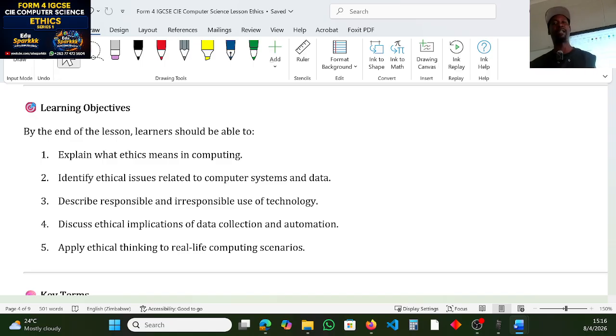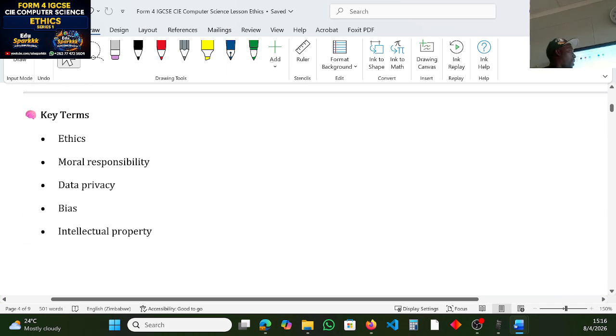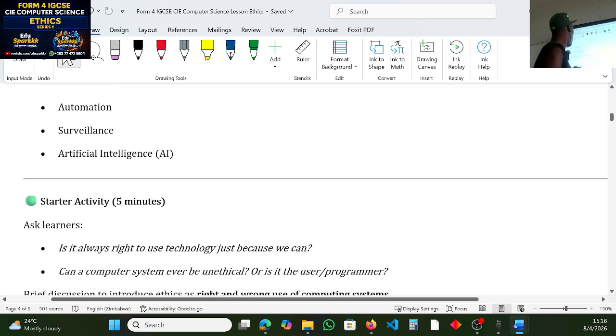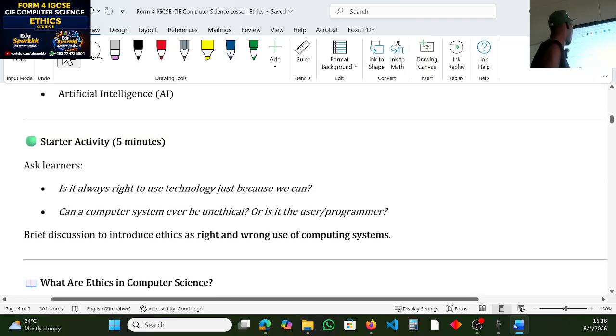Also, we should be able to identify ethical issues that relate to computer systems and data, being responsible and also identifying irresponsible use of technology. We are also going to discuss implications of data collection as well as automation. Then we apply ethical thinking to real life computing scenarios. Now, the terms that we are going to encounter are ethics, moral responsibility, data privacy, bias, intellectual property, automation, surveillance, artificial intelligence.